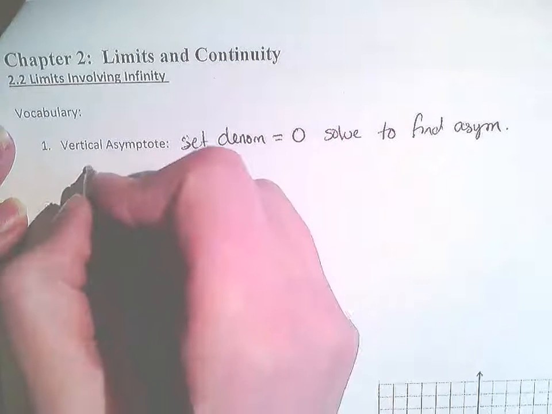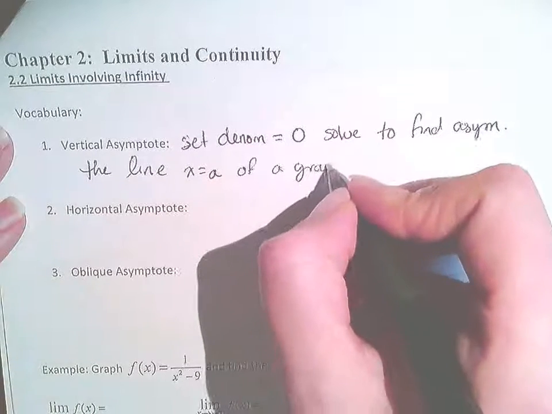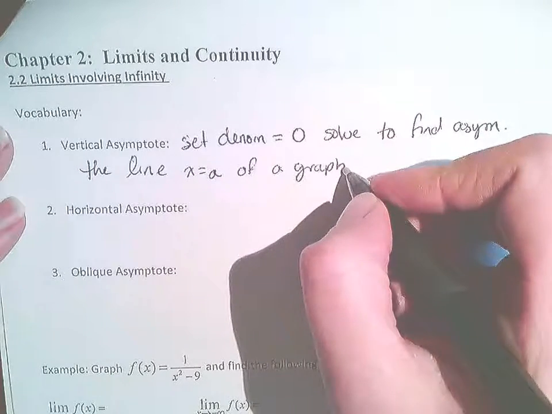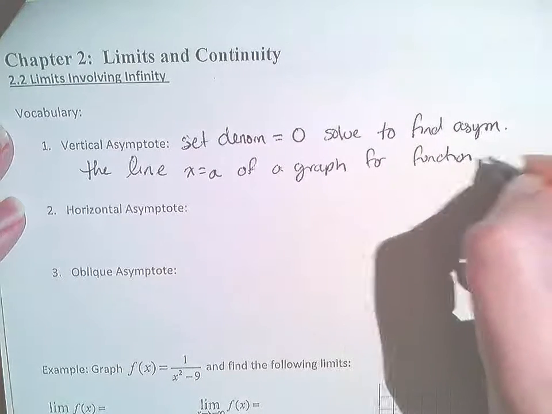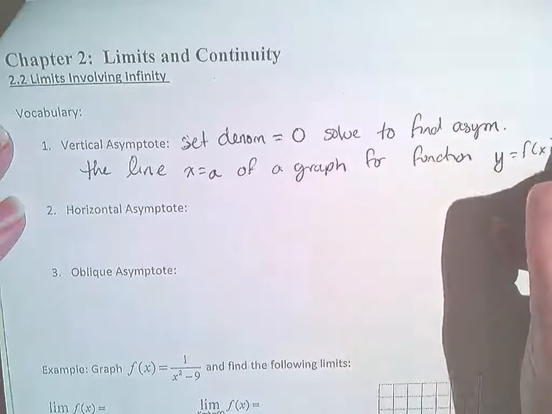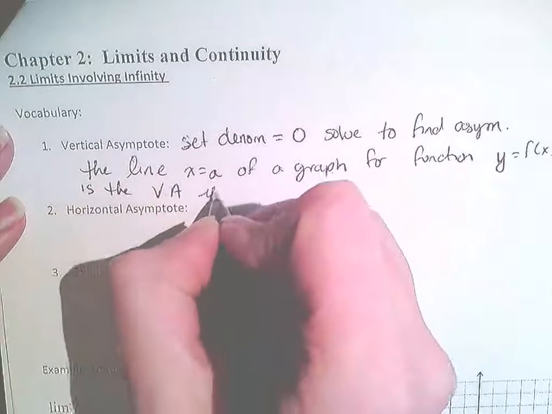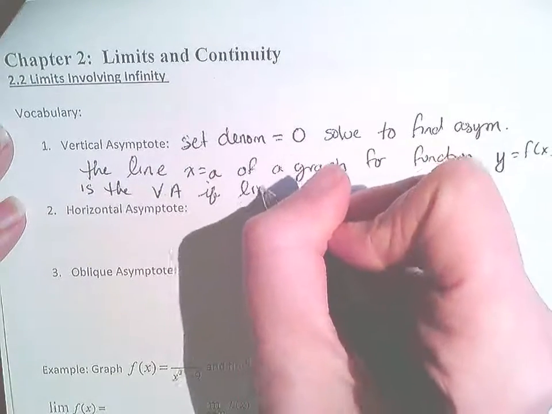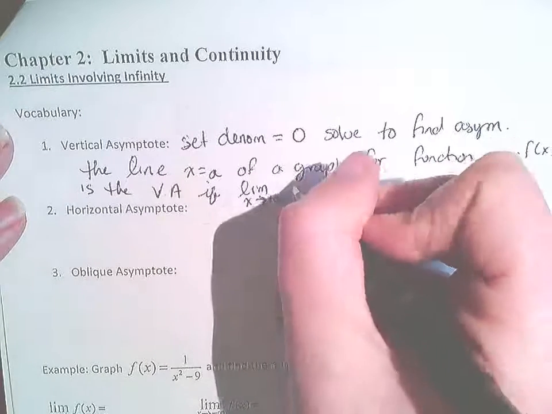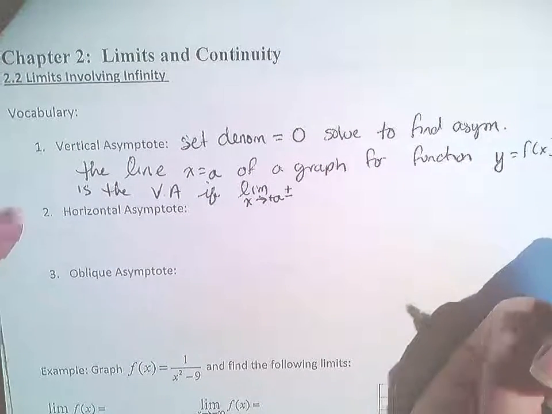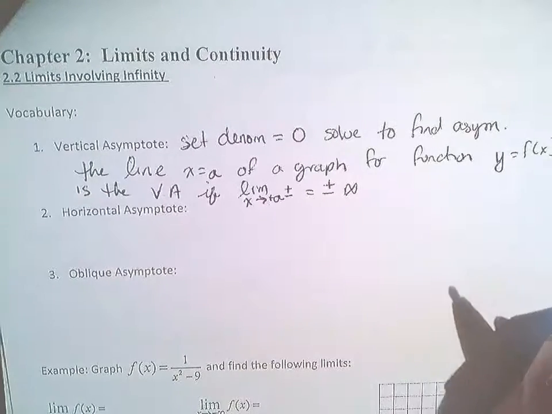basically says the line x equals a of a graph for function y equals f of x is the vertical asymptote if the limit as x approaches a from the left and the right, I should probably put the plus and the minus here, so from the left and the right, is equal to plus or minus infinity, depending on the function that we have.